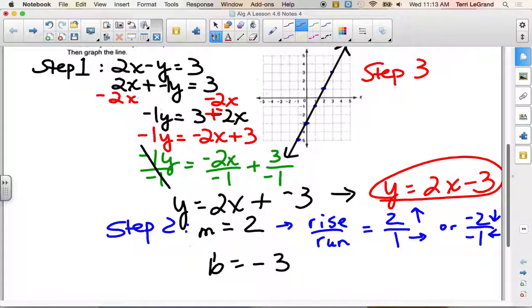Okay, any questions? Because this is what you're doing in your problems of homework that you have. Actually, 6 problems, I'm sorry. Okay.